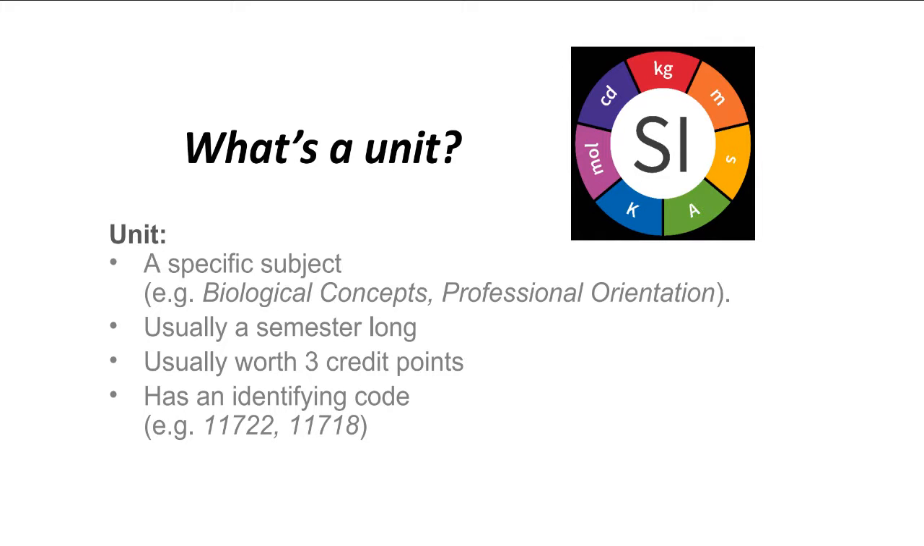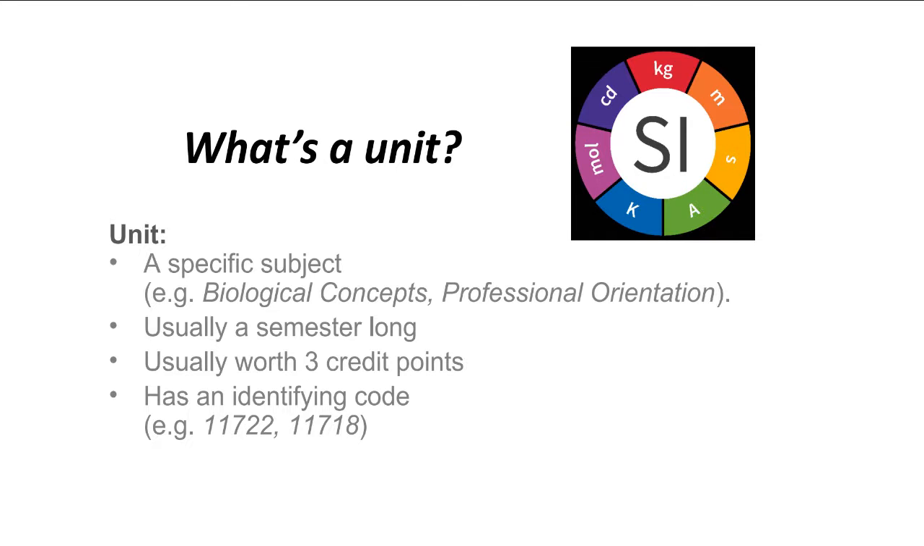Okay, what's a unit in terms of the actual subjects that you're studying? When we refer to a unit, and the reason why we go through this is if you need some course advice or if you're talking to your conveners, we will all be using this language. So it's important to make sure that you're clear on what it is. A unit is like one of the specific subjects that you study. So you will all be studying biological concepts, you will be studying professional orientation. Usually they're a semester long, and usually they're worth what we call 3 credit points. The credit points just help us weight your units, know what volume of learning was in them. They also have a unique identifying code. So 11722 is biological concepts, and 11718 is professional orientation.